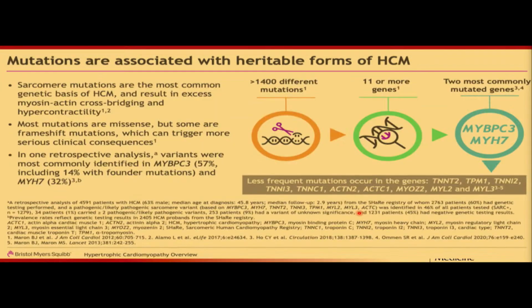As of today, we have over 1400 different defined mutations that are directly associated with development of the disease hypertrophic cardiomyopathy, and 11 or more genes are now known. Mostly are in the sarcomere, and the two most common genes are the myosin heavy chain and myosin binding protein C.